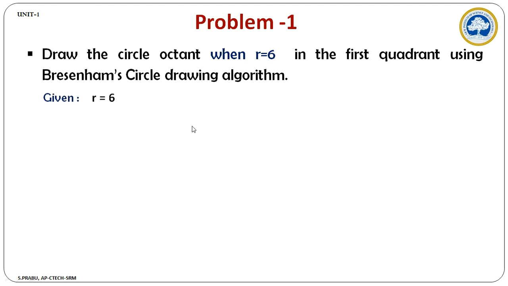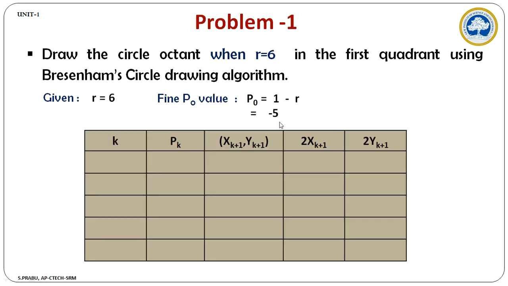Write the given value and find the initial decision parameter. The initial decision parameter formula is 1 minus r. So the result is minus 5. Then we draw the tabular column like this. The first column is k, that is the number of steps. The second column is the decision parameter. The third column is the next possible coordinate value of x and y. And the remaining columns have the values multiplied by 2 for the calculated next x and y coordinate values.